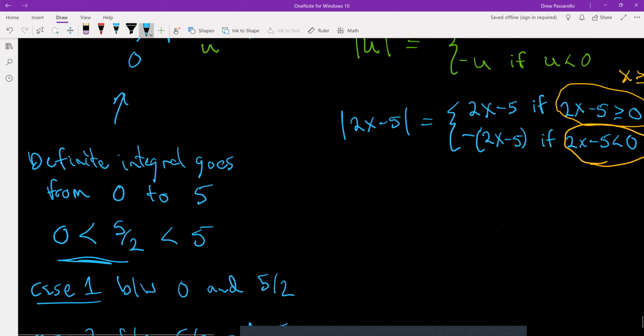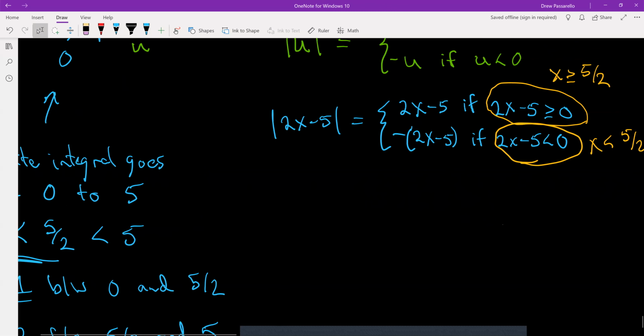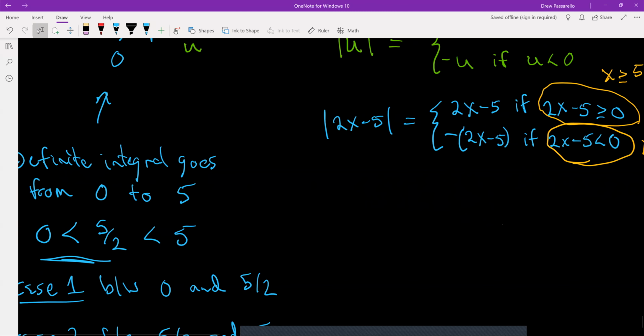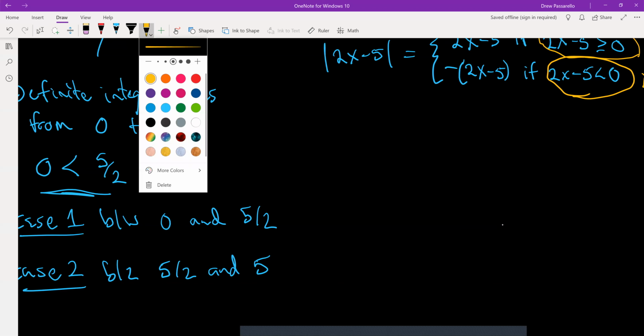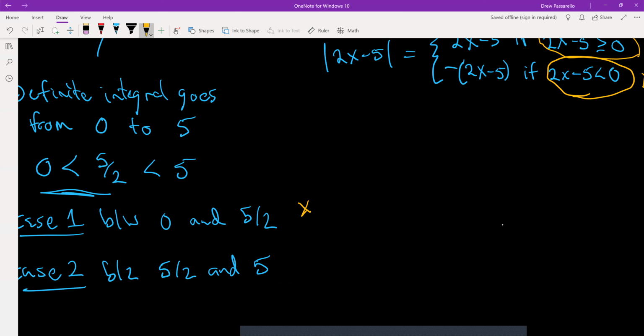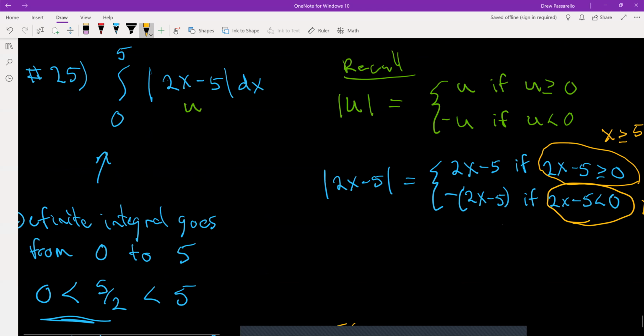All right, and that's based off of my two options. So we could have x less than 5/2, that's going to fall under the first case. And then between 5/2 and 5, that's going to be the x greater than or equal to 5/2 case, using this definition of absolute value.